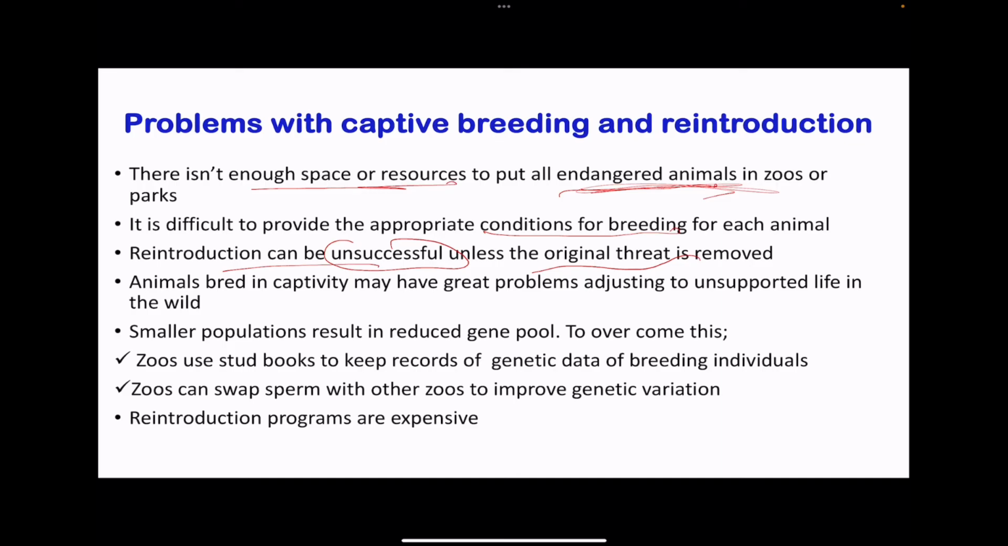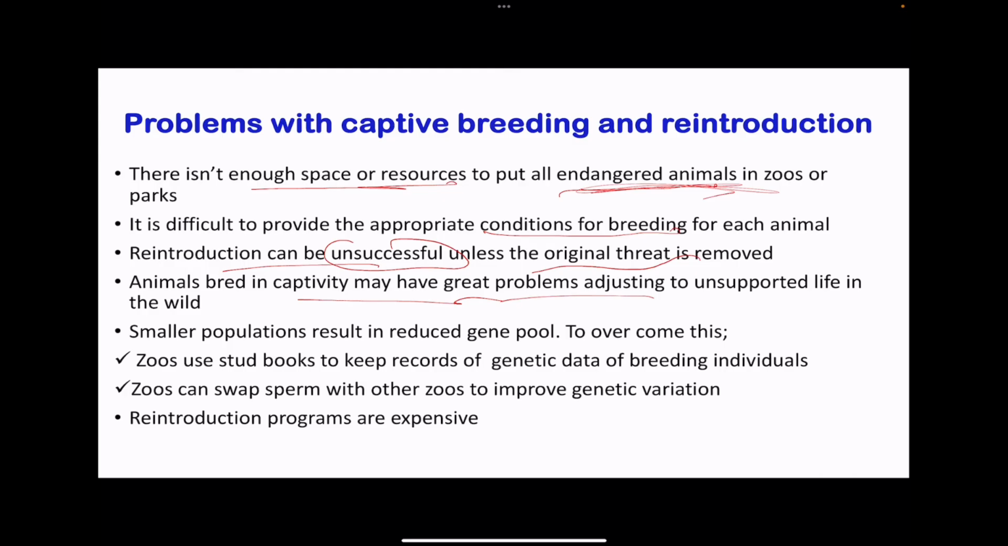Another problem is when animals are bred in captivity, they're going to have a hard time adjusting to the wild because in captivity they're given food, they're given medication, but in the wild there is no food. They have to hunt or they have to gather food, and there is no medication, so it could be hard for them to adjust, and some end up dead.